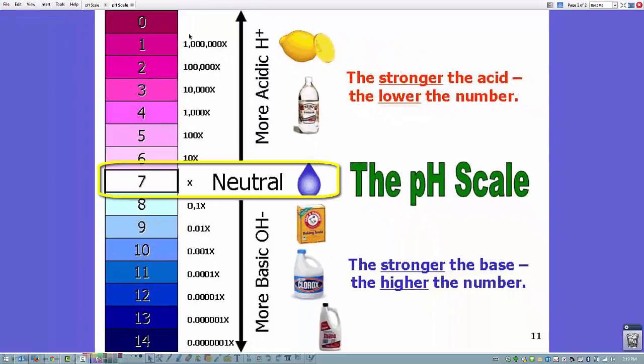So let's look here at neutral. Neutral starts at X, or in this case, really 1.